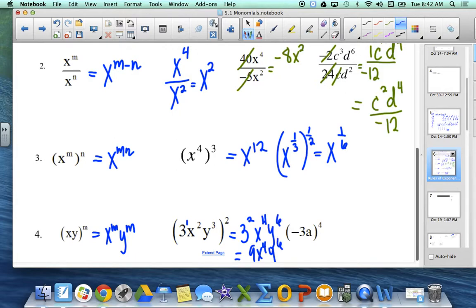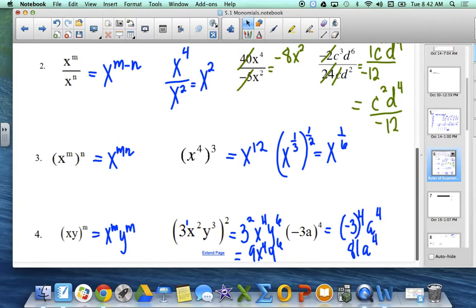Okay. A negative number raised to an even power is always positive. So this is -3 to the 4th power, a to the 4th power. -3 to the 4th power is 81, a to the 4th. Okay. Everybody okay with those? All right.